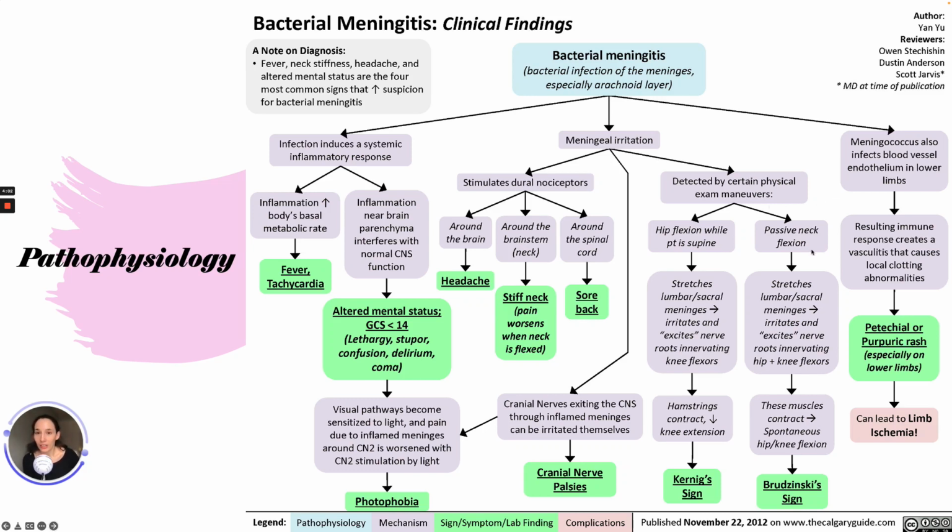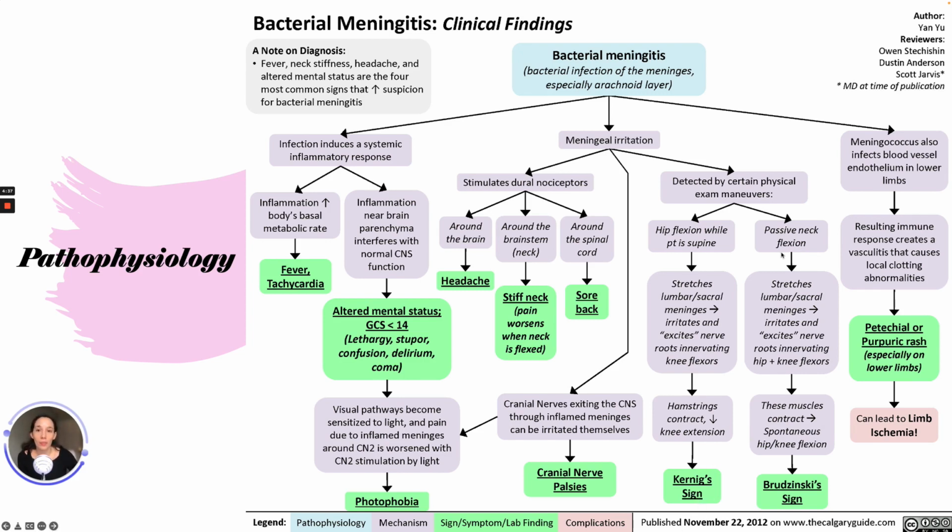Meningeal irritation is detected by certain physical exam maneuvers. We can use hip flexion while the patient is supine. We'll go over this a little later. These stretch the lumbosacral meninges, which irritates the nerve roots and inadvertently the knee flexors, and you'll see hamstring contraction and decreased knee extension. This is known as Kernig's sign. We'll go over this in another slide.